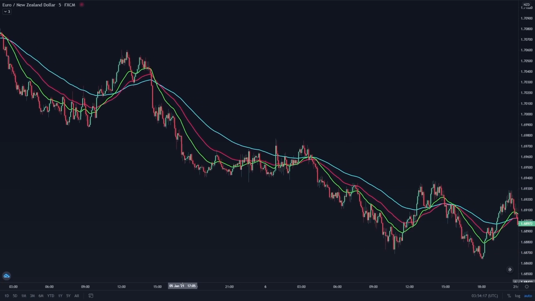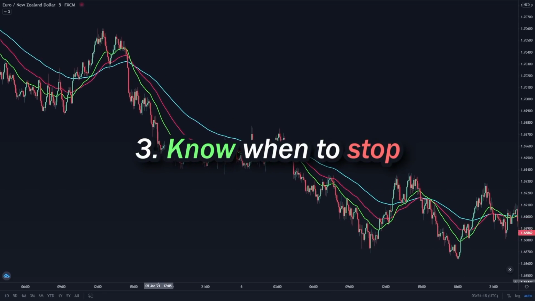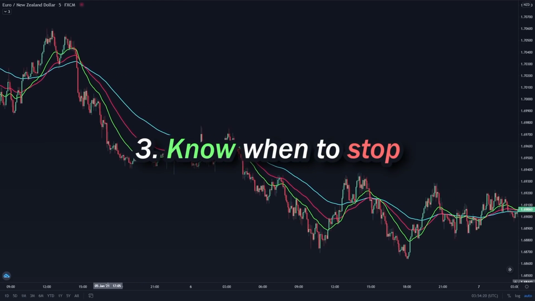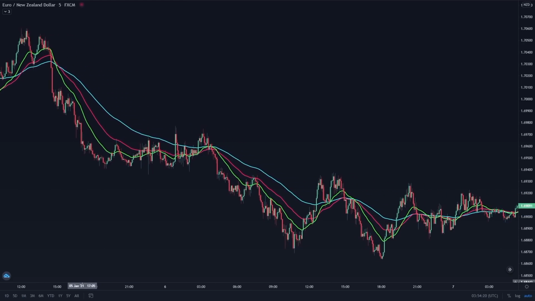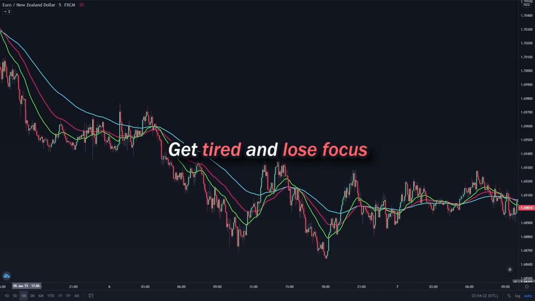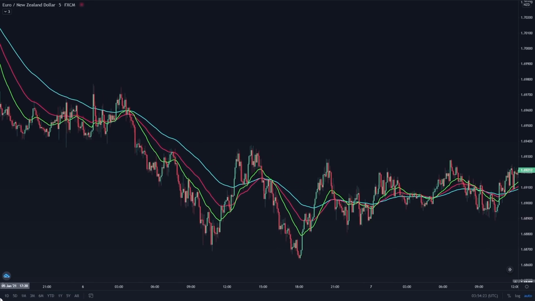The third tip is knowing when to stop trading. When you're scalping, you can easily find yourself trading for hours and hours. And over time, you will get tired and lose focus. So it's very important to know when to take a break. You don't have to worry about missing entry signals, because there will always be other opportunities in the market.